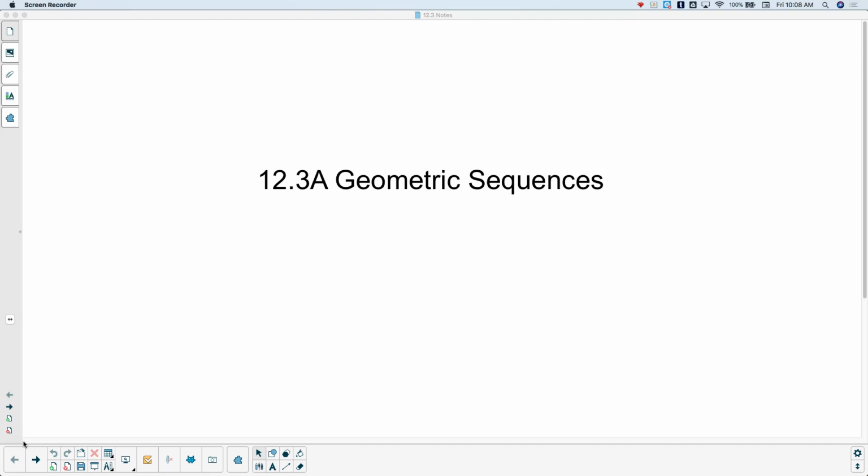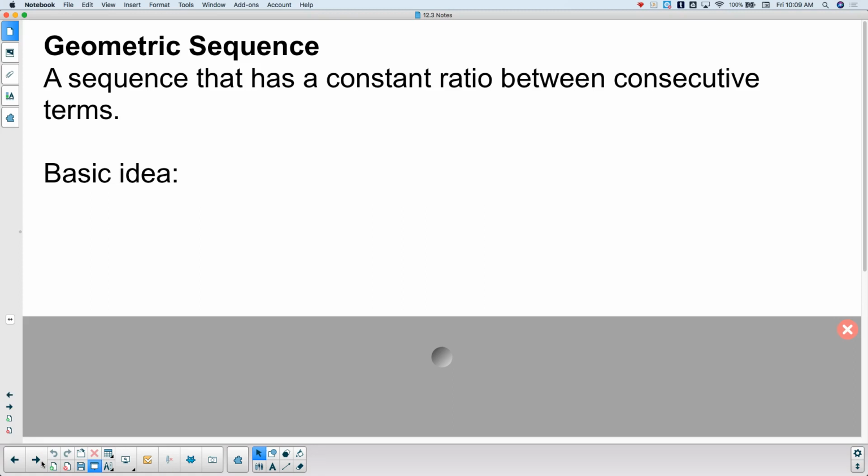All right, so for the last week, we've been talking about arithmetic sequences and series. And in arithmetic, what do we do to find the next term? Add. A, arithmetic, A, add. So we're adding. Geometric is a little different, because we're not adding anymore. It's a sequence that has a constant ratio between consecutive terms.